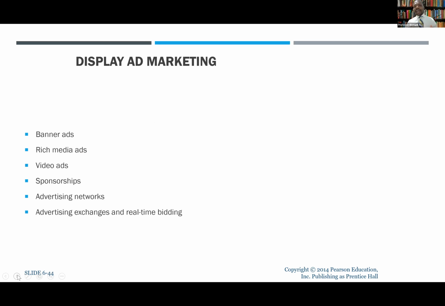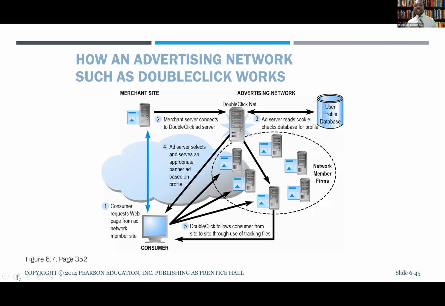But when we talk about display ad marketing to support our e-commerce sites: banner ads, rich media ads, video ads, sponsorships, advertising networks, and advertising exchanges with real-time bidding. These are some of the frameworks that are in place to ensure that it happens. So how does an advertising network such as DoubleClick really work? That's a very famous one that people use here, called DoubleClick. The consumer requests a web page from a network member site.